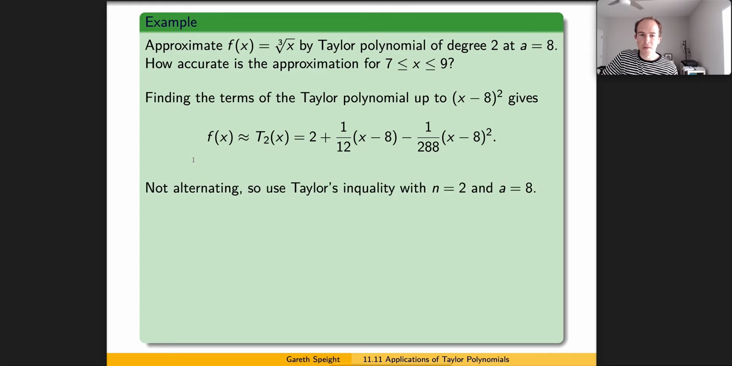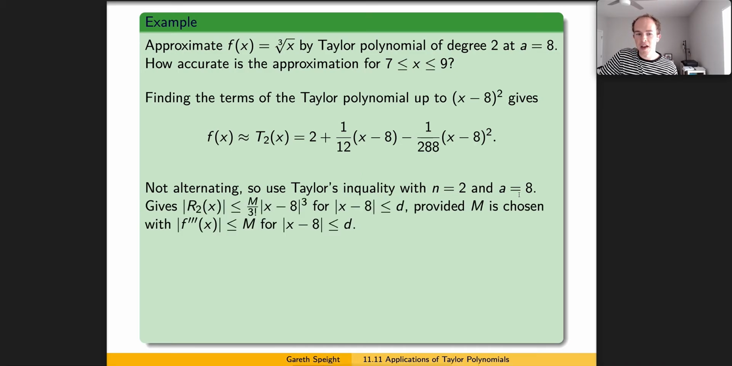Taylor's inequality said we had to come up with a bound on the derivatives. Here we're going to use Taylor's inequality because we're trying to bound R2, the remainder if we only go up to degree 2. That means we need to bound the third derivative. So we're using Taylor's inequality with n equals 2, center a equals 8. We need to bound the third derivative.